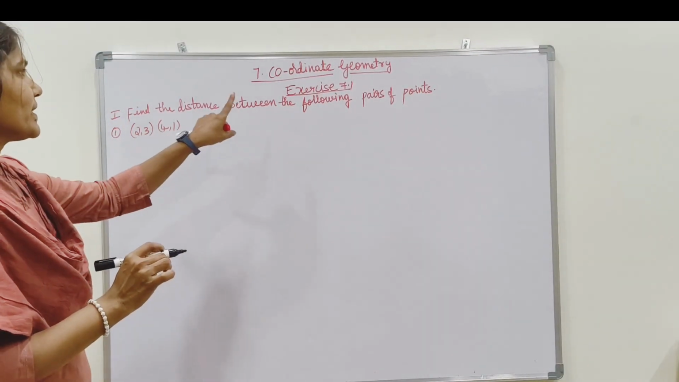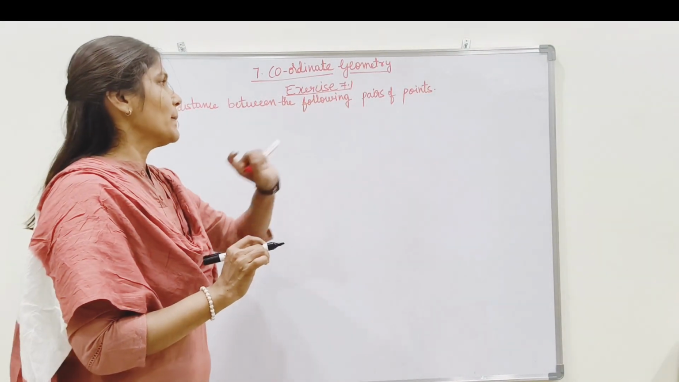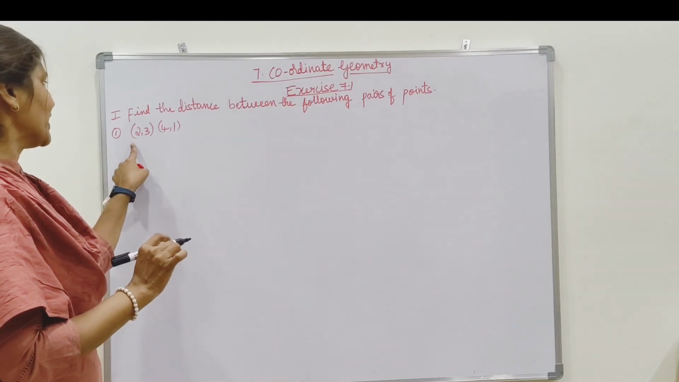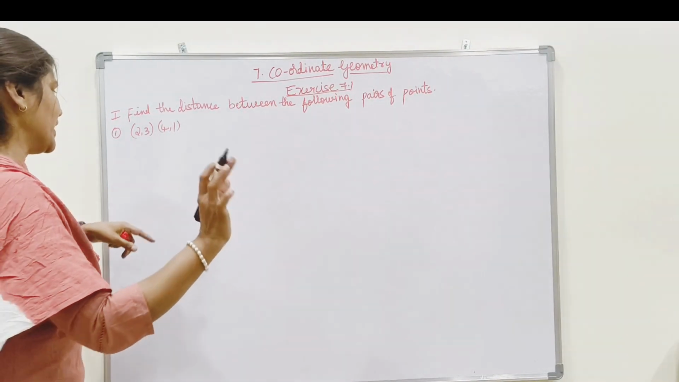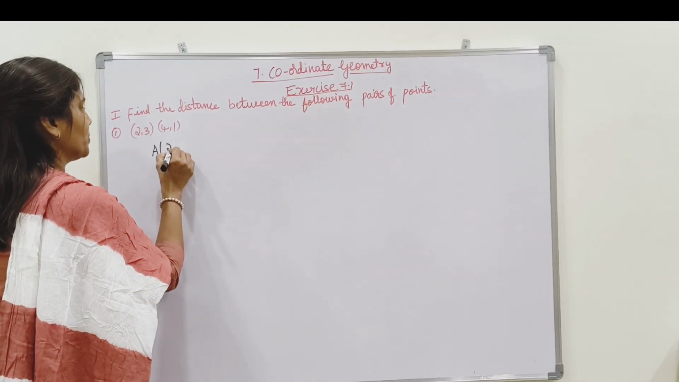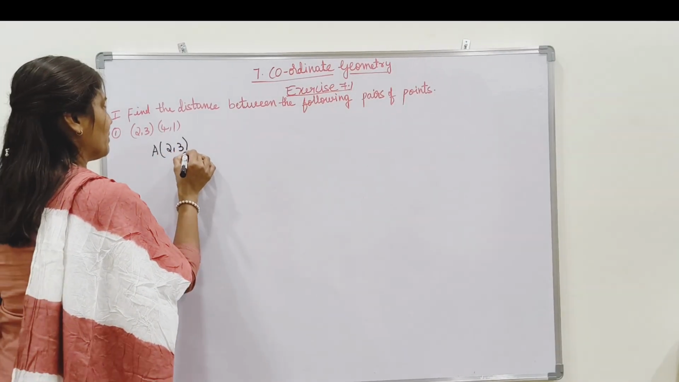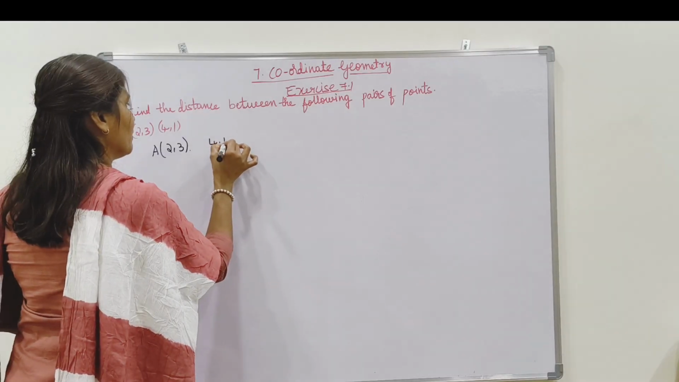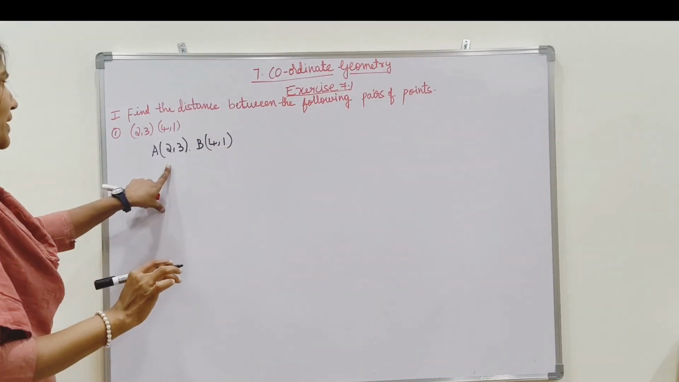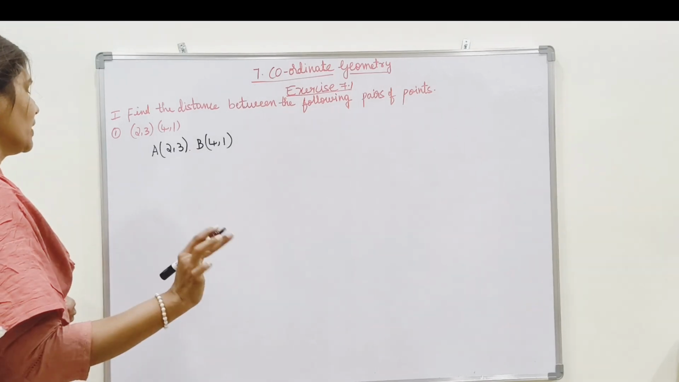Find the distance between the following pairs of points. Two pairs are there. One pair we will take A, one pair we will take B. Any name you give it. Okay, see here, one pair I am taking A: (2, 3). Next, one more pair I am taking (4, 1). This name I am giving B. So, two pairs are there. First pair (2, 3), second pair (4, 1).